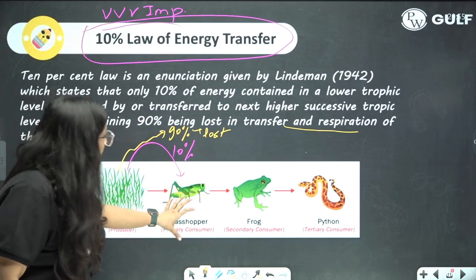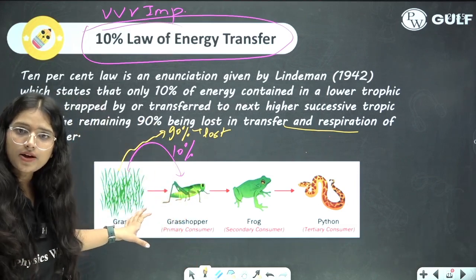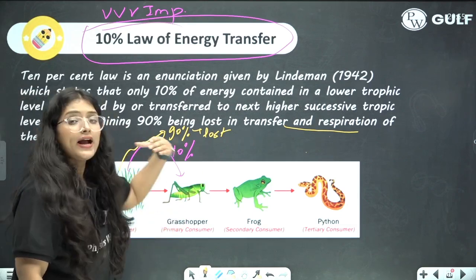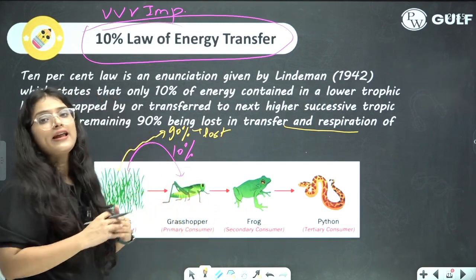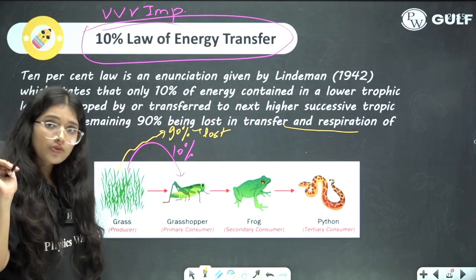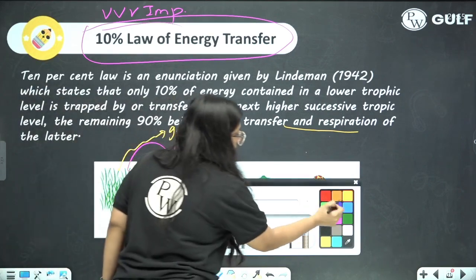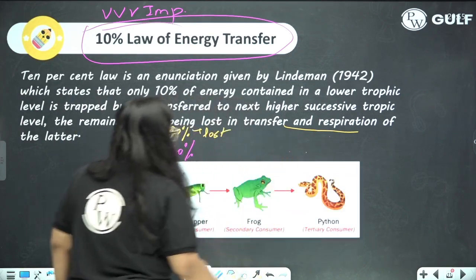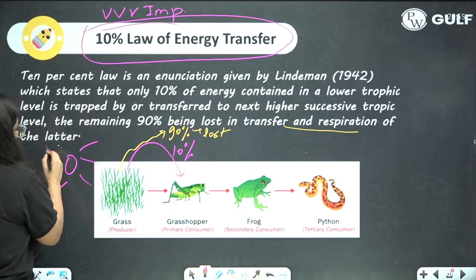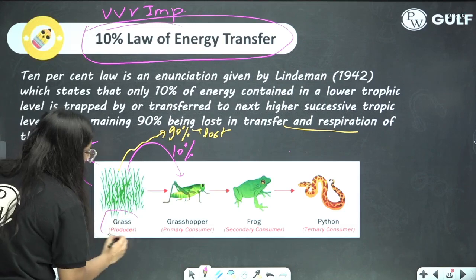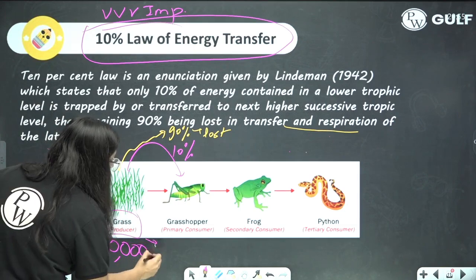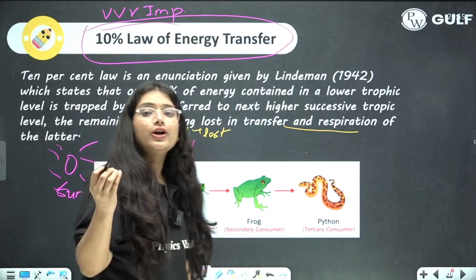One more time. Whenever an organism is feeding on another organism, only 10% of the energy gets transferred to the next trophic level. The remaining 90% will be lost in the form of heat. Now, how are the questions going to be? Let's see a question. Suppose the grasses have energy because of the sunlight, about 2 lakh joule. Joule is the SI unit of energy.